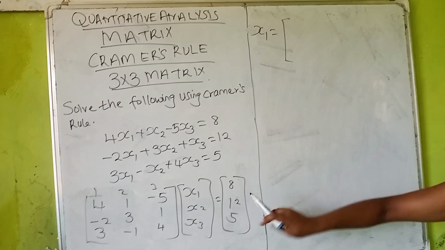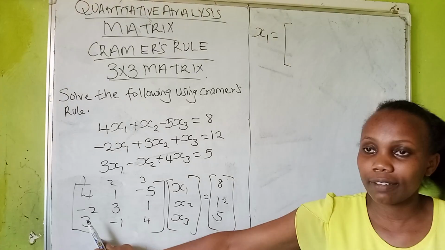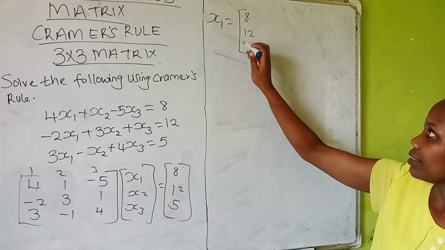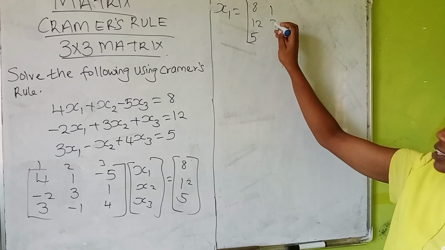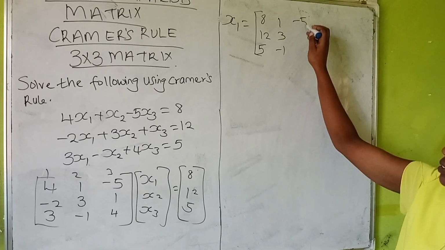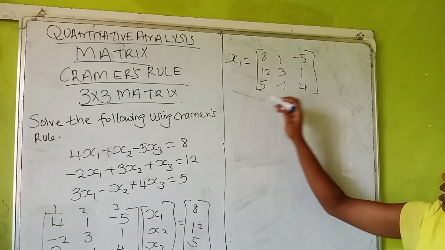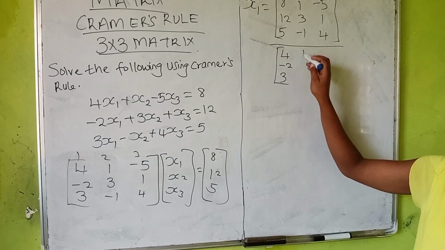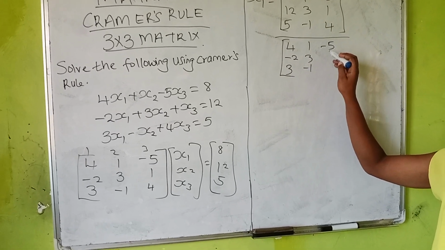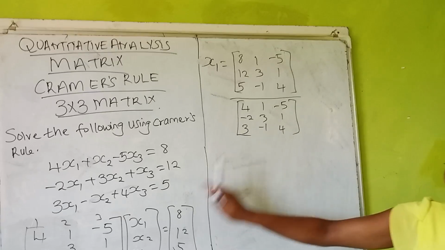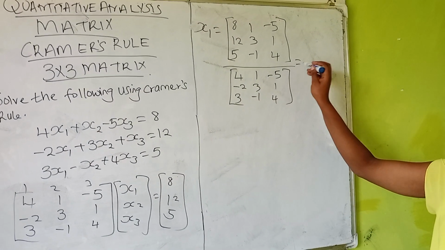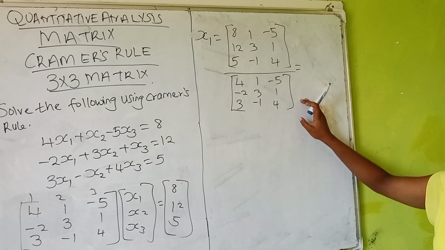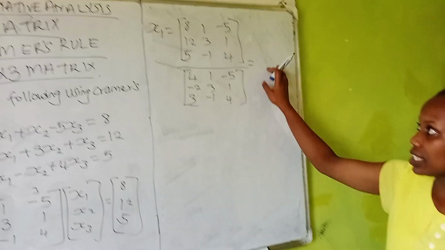For x1, we place the total column in the first column, and the other columns remain the same. 8, 12, 5, 1, 3, -1, -5, 1, 4. Then you divide with 4, -2, 3, 1, 3, -1, -5, 1, and 4. You are dividing with the initial matrix that you had. So to find that value, we are going to find the determinant of the numerator and the determinant of the denominator, then you divide them.